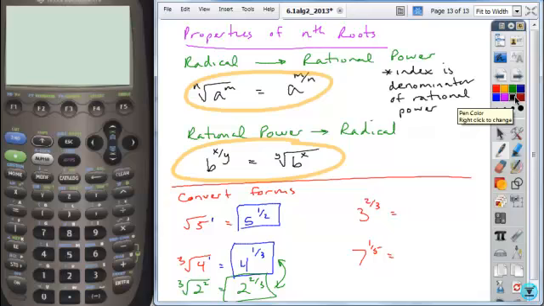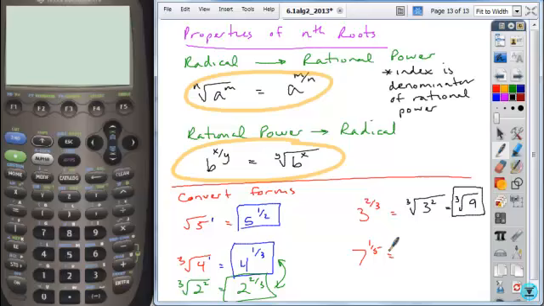Okay, let's convert from the rational power form into a radical. Here we're going to take our root. The base is going to stay the same, so 3 inside. Our power stays the same, so squared. Our index goes outside the radical, so the cube root of 3 squared. And if we simplify that more, we get the cube root of 9. You can just expand it out.